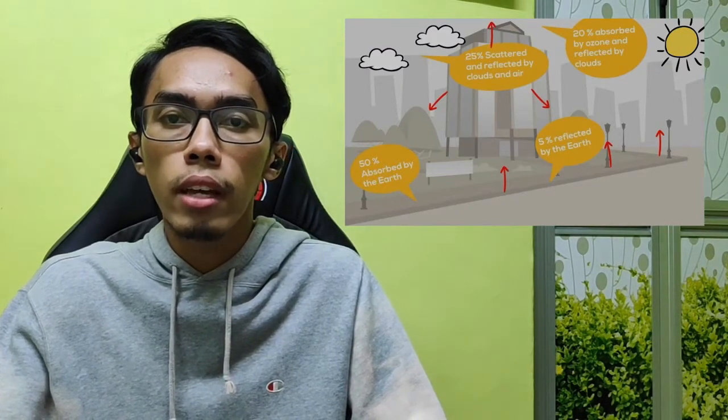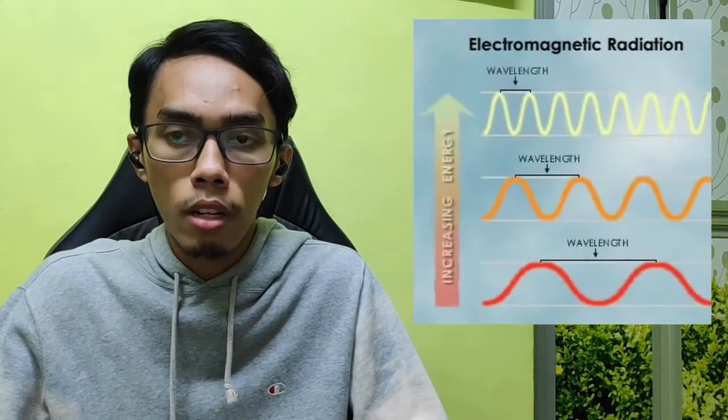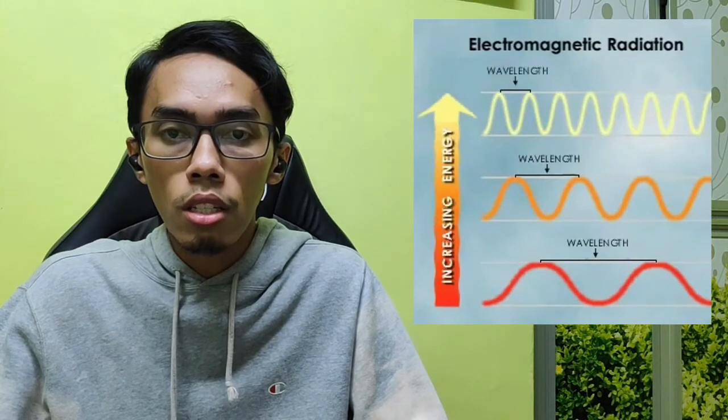20% is absorbed by the ozone and reflected by clouds. 50% is absorbed by the Earth's surface, and 5% is reflected by the Earth's surface. Different types of electromagnetic waves carry different amounts of energy. The shorter the wavelength, the more energy carried by the wave. I repeat again, the shorter the wavelength, the more energy carried by the wave.